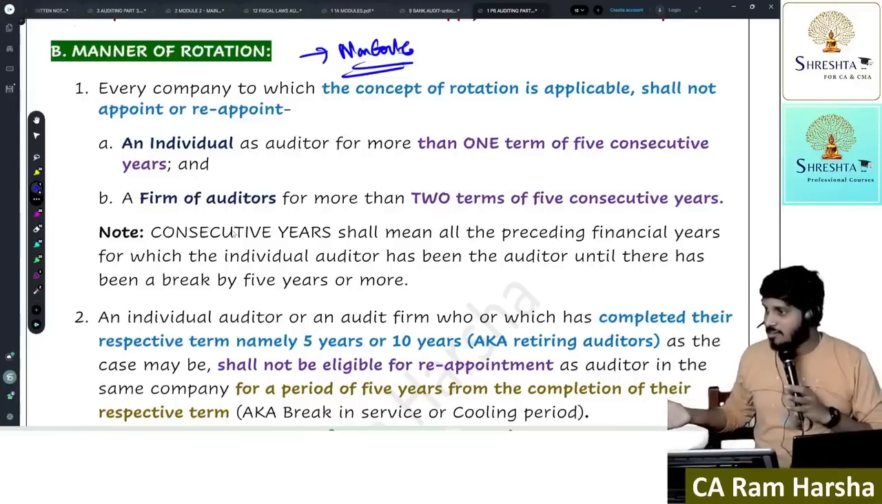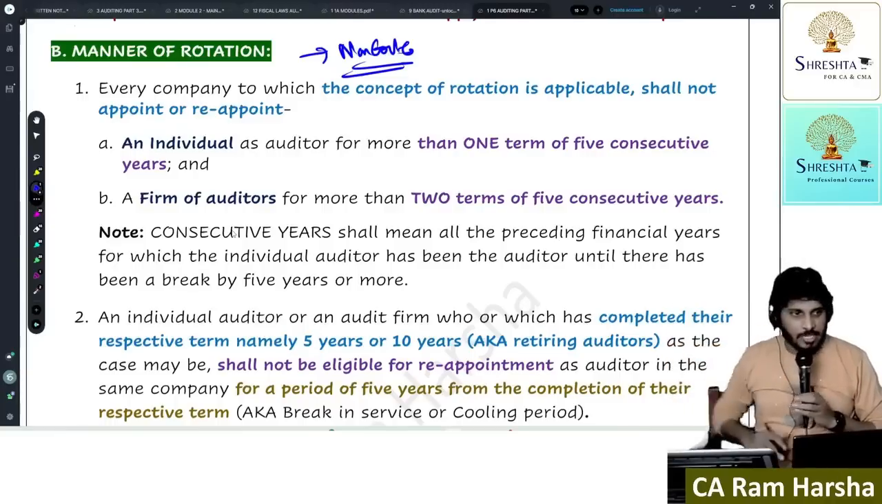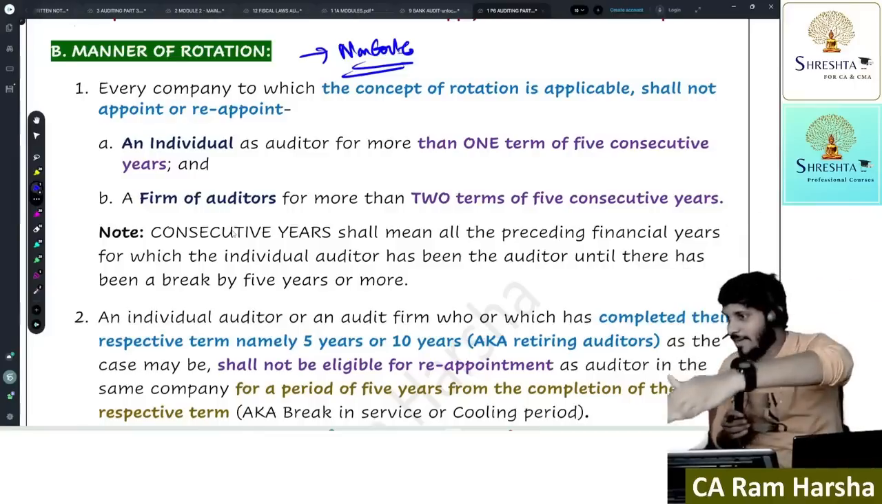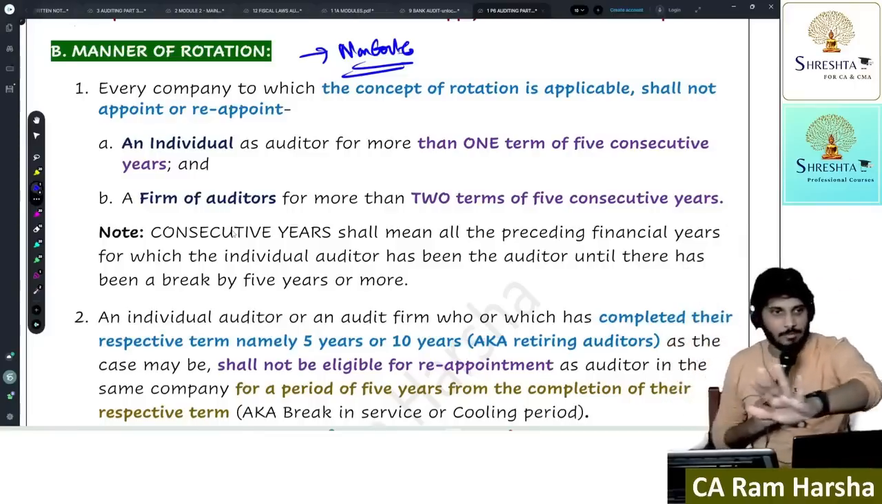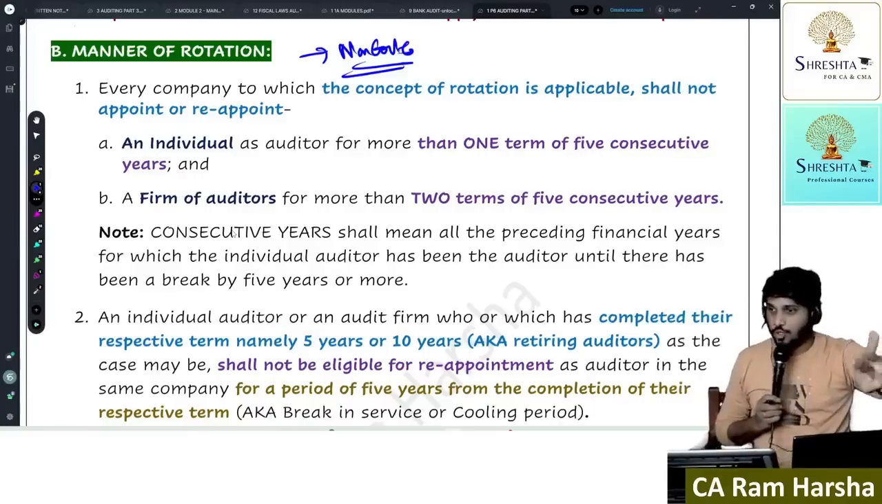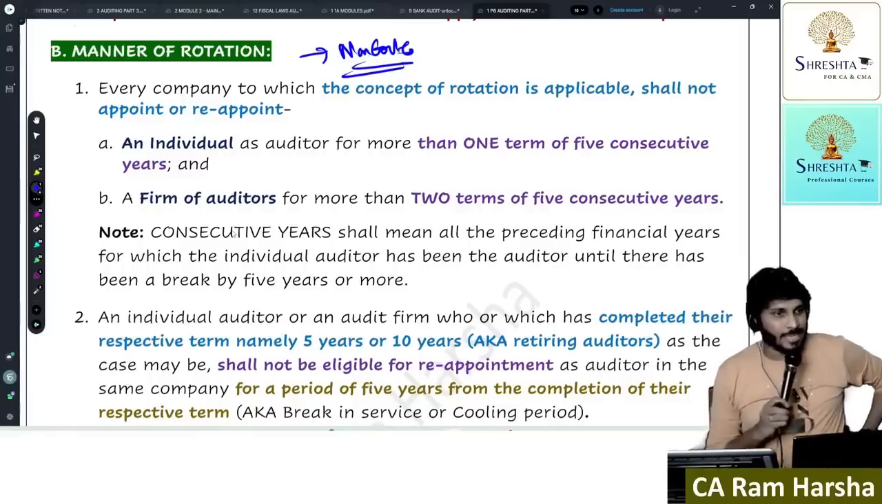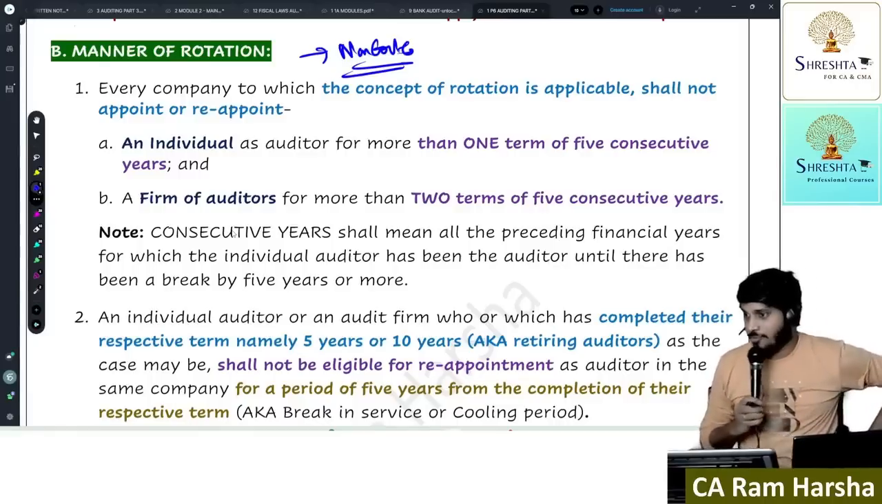Getting it? Now, in my entire lifetime, with 2 auditors, can I manage? Happily, I can manage. 10 years, one firm appointed. 5 years, another auditor. Again, 10 years, I brought back the firm. Again, 5 years, this one will come back. With 2 individuals, or with 2 firms, I can easily manipulate. No. Able to understand, all of you?